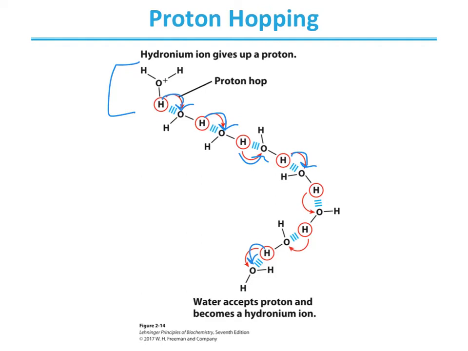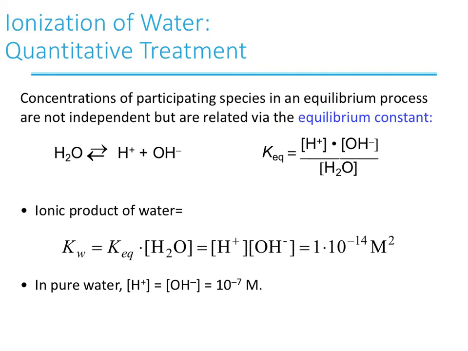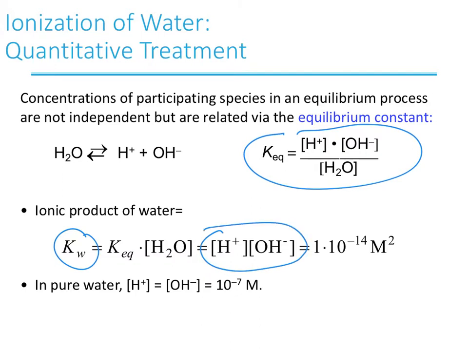Proton hopping can play a crucial role in many biological proton transfer reactions, such as the movement of hydronium ions in the cellular matrix. Here you see the equilibrium constant expression that I had on the previous slide. What we often use is the ionic product of water, which is simply the KEQ term multiplied by the concentration of water. And in this, Kw equals the concentration of hydronium ions times the concentration of hydroxide ions, which will always equal 1 times 10 to the minus 14 molarity squared at 25 degrees Celsius.